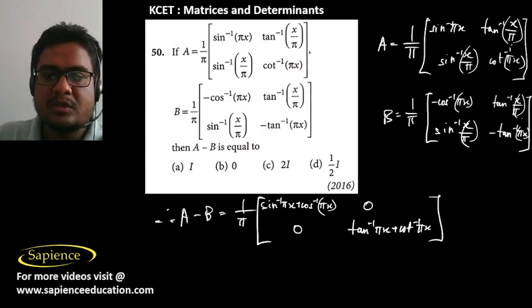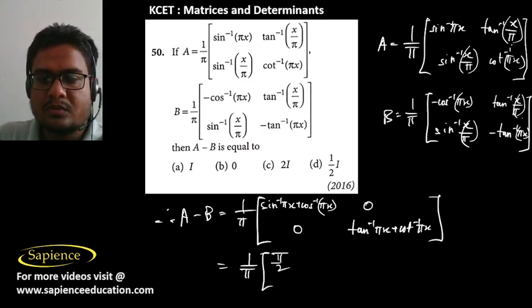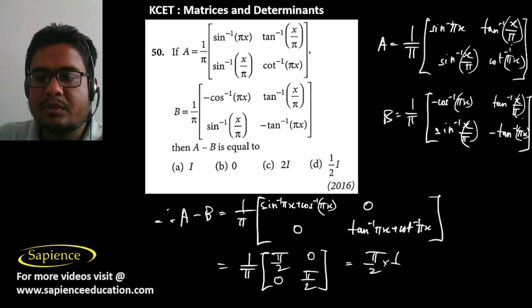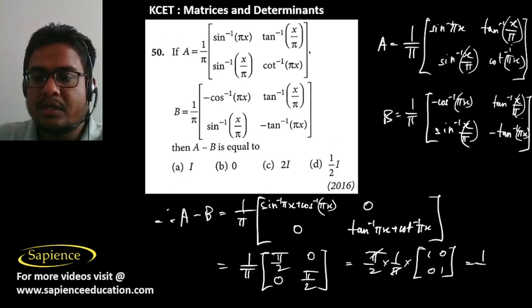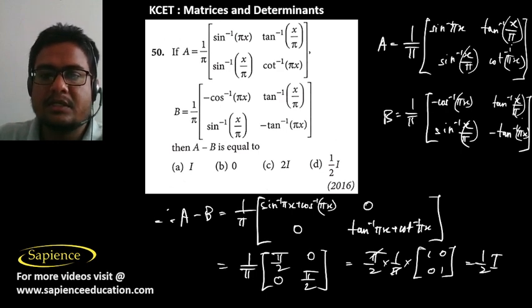This is also equal to pi by 2. So this will be 1 by pi into the matrix pi by 2, 0, 0, pi by 2. From here, if I take pi by 2 as common outside, this will be pi by 2 into 1 by pi, 0, 0, 1. The pi will cancel, so this will be half into I, where I is the identity. And D is the correct answer.